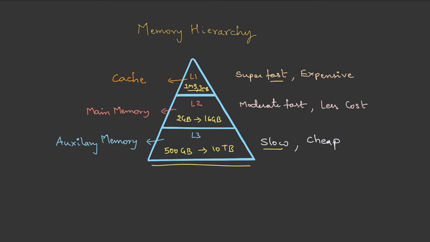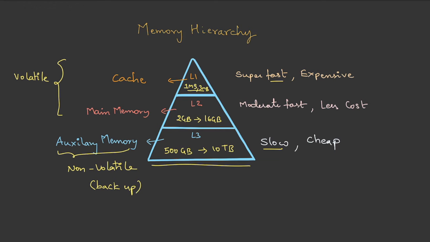And one more thing to note, the cache and main memory, the data is volatile. What it means is, as long as the power supply is there, the data will be stored. And whenever we switch it off, the data will be lost. But in auxiliary memory, this is non-volatile. And that is the reason why we use auxiliary memory as a backup device. We store all the photographs, videos, everything into the auxiliary memory. That's basically the hard disk.